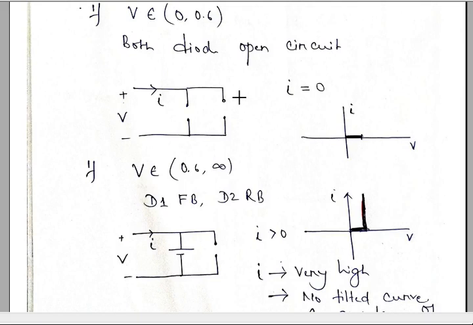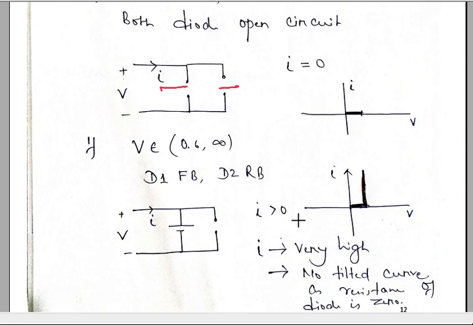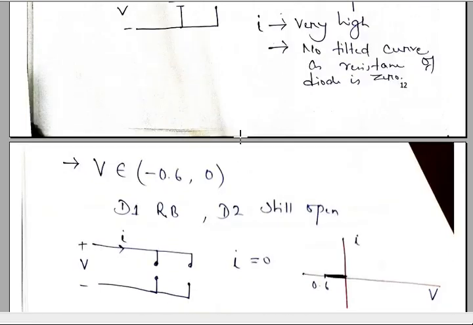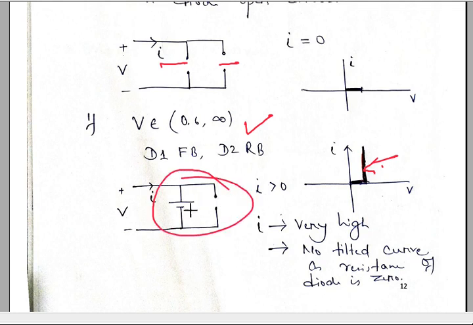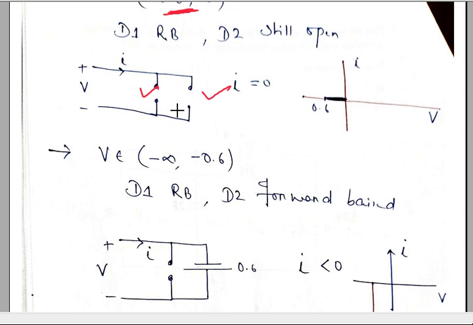Initially when the voltage is between 0 to 0.6, both diodes will be reverse bias and there will be no current. When the input voltage is in this range, the current is going to be very high. So this is the curve. Now it is represented by this model. This is 0.6. Likewise in the reverse direction, when the input voltage is between minus 0.6 to 0, there will be no current because both are not on. Both are not on, so the circuit is like this and the current will be 0.